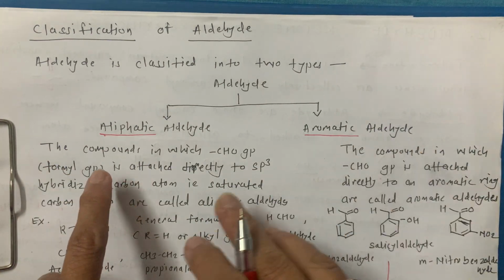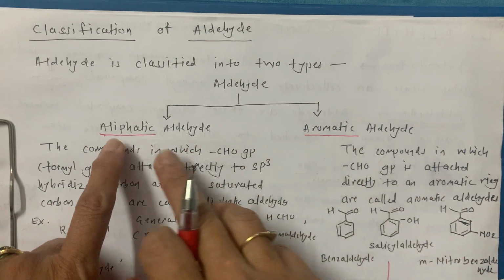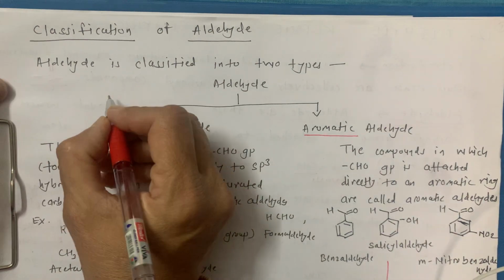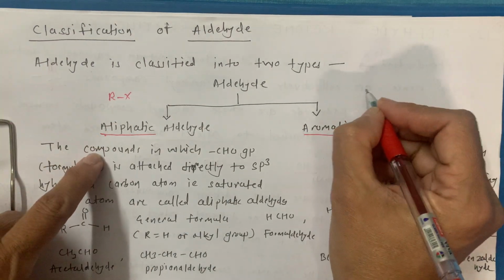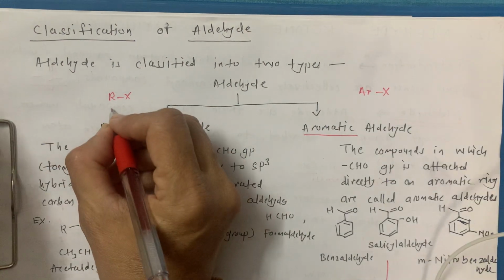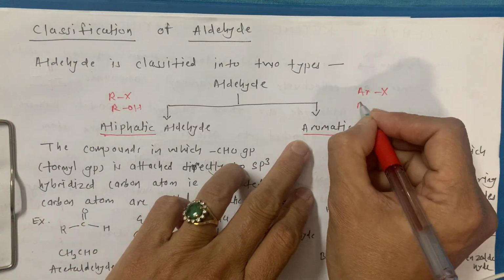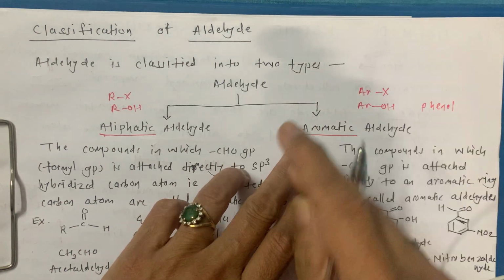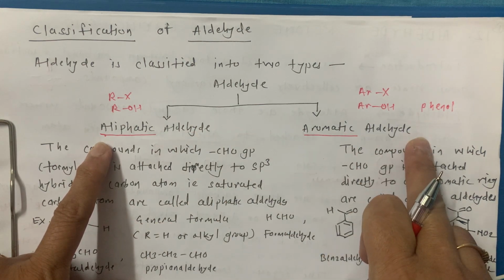The same we studied in alkyl halides and in alcohols and phenols. Aliphatic halides are known as RX, while aromatic halides are known as ArX. Then in alcohol it is ROH, while aromatic alcohols are known as ArOH and are generally called phenol. Similarly, now here we have aliphatic aldehyde and aromatic aldehyde.